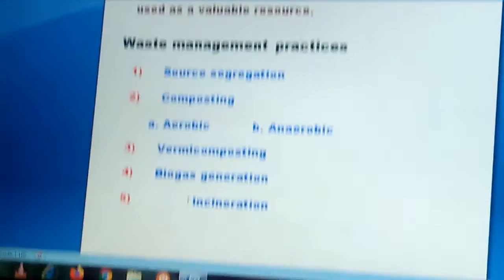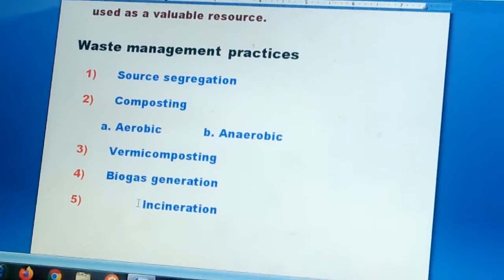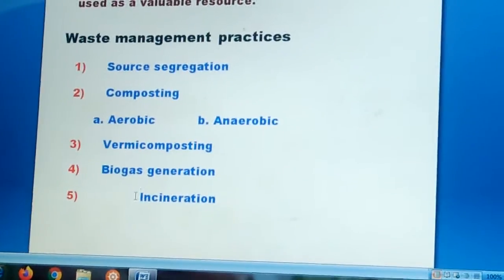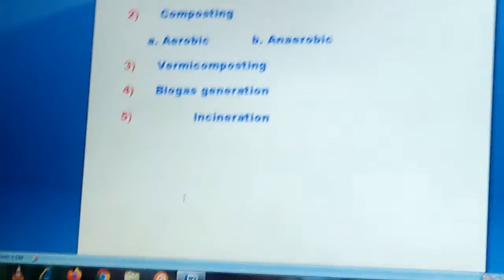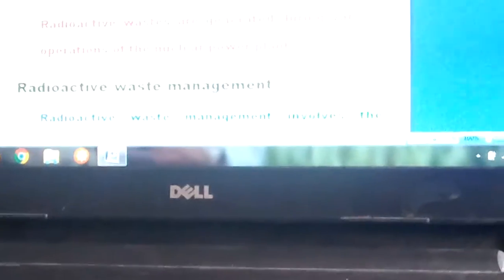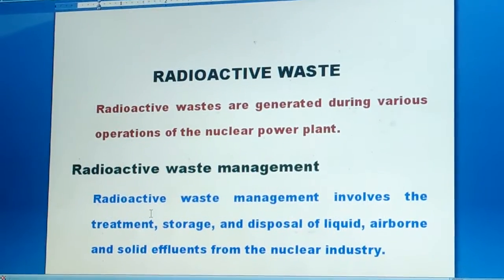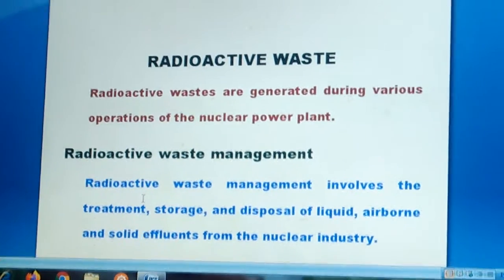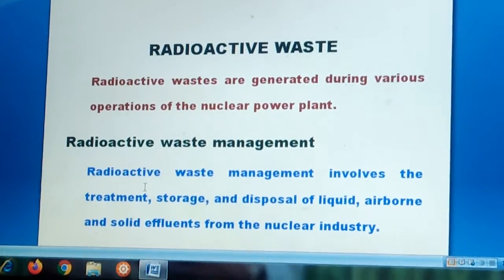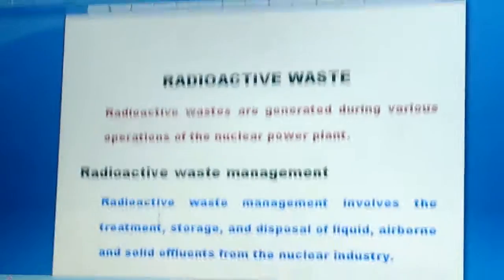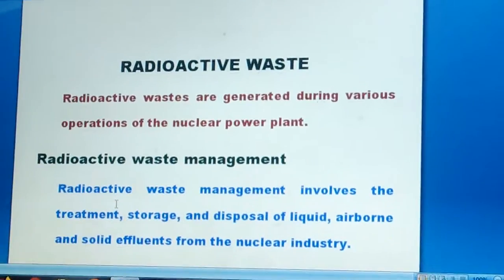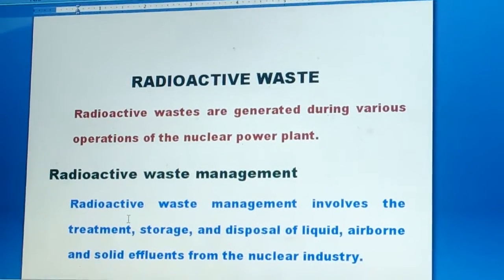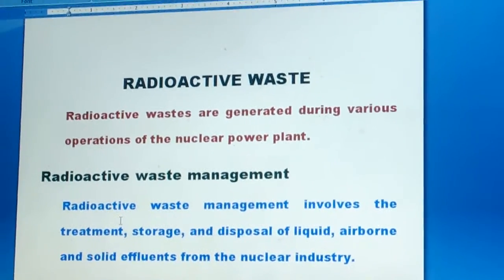So these are some of the steps followed in the waste management practices. In all these practices, we are converting the waste in a useful way. Then next one we can see radioactive waste. It is highly dangerous waste. Radioactive waste is generated during various operations of the nuclear power plant. You know very well in the nuclear power plant we are using highly dangerous radioactive materials. That cannot be degraded, will continuously emit radiation, highly dangerous one.